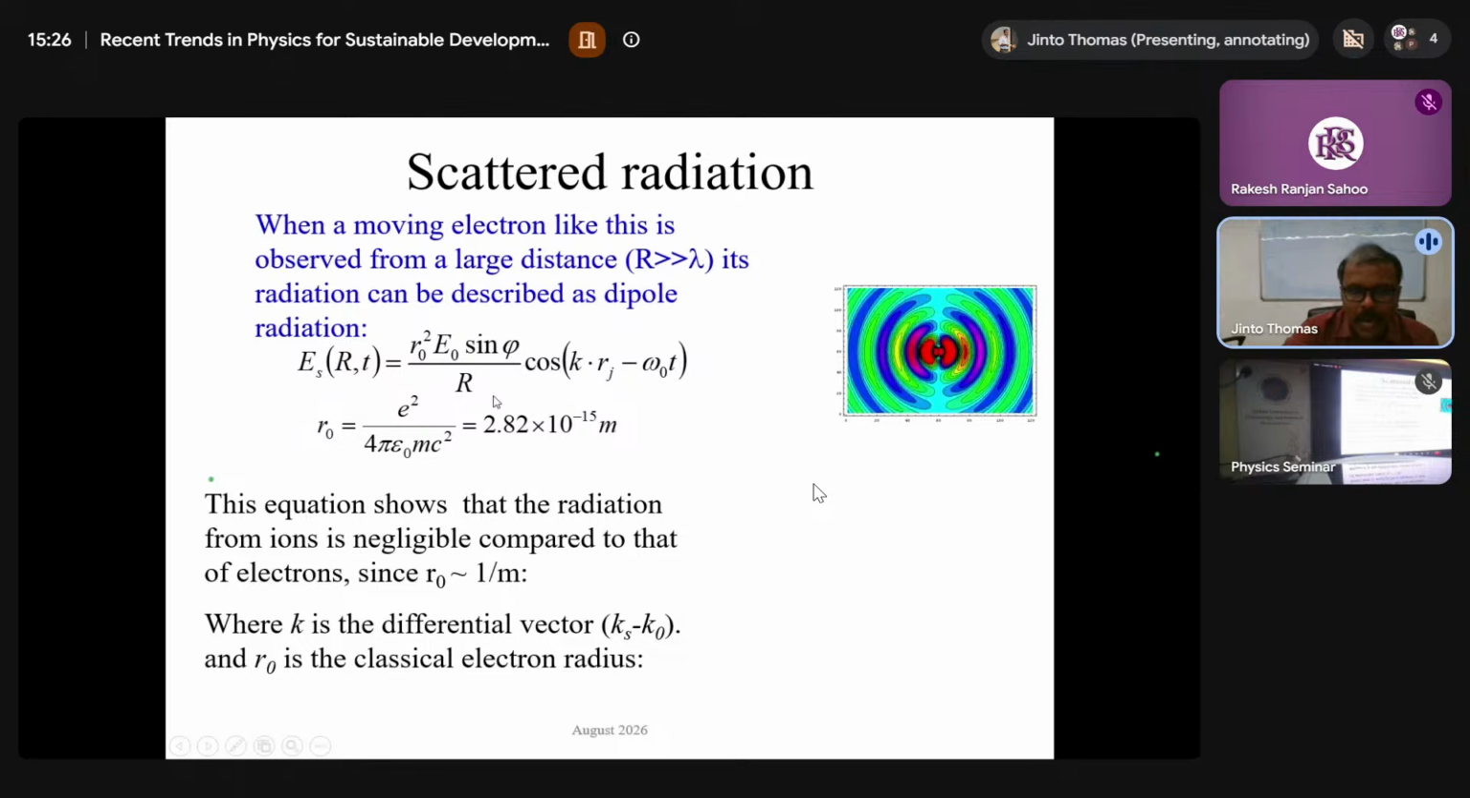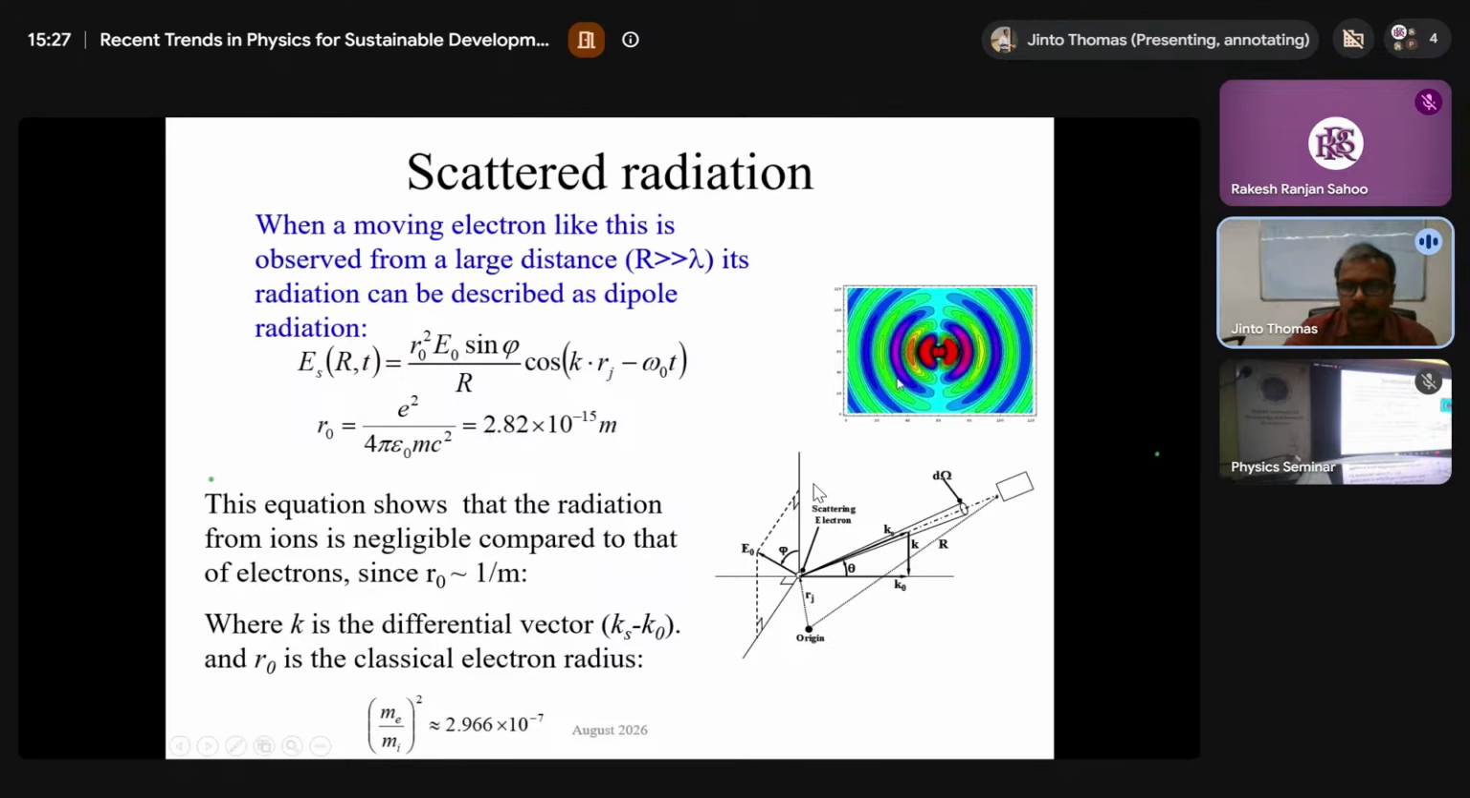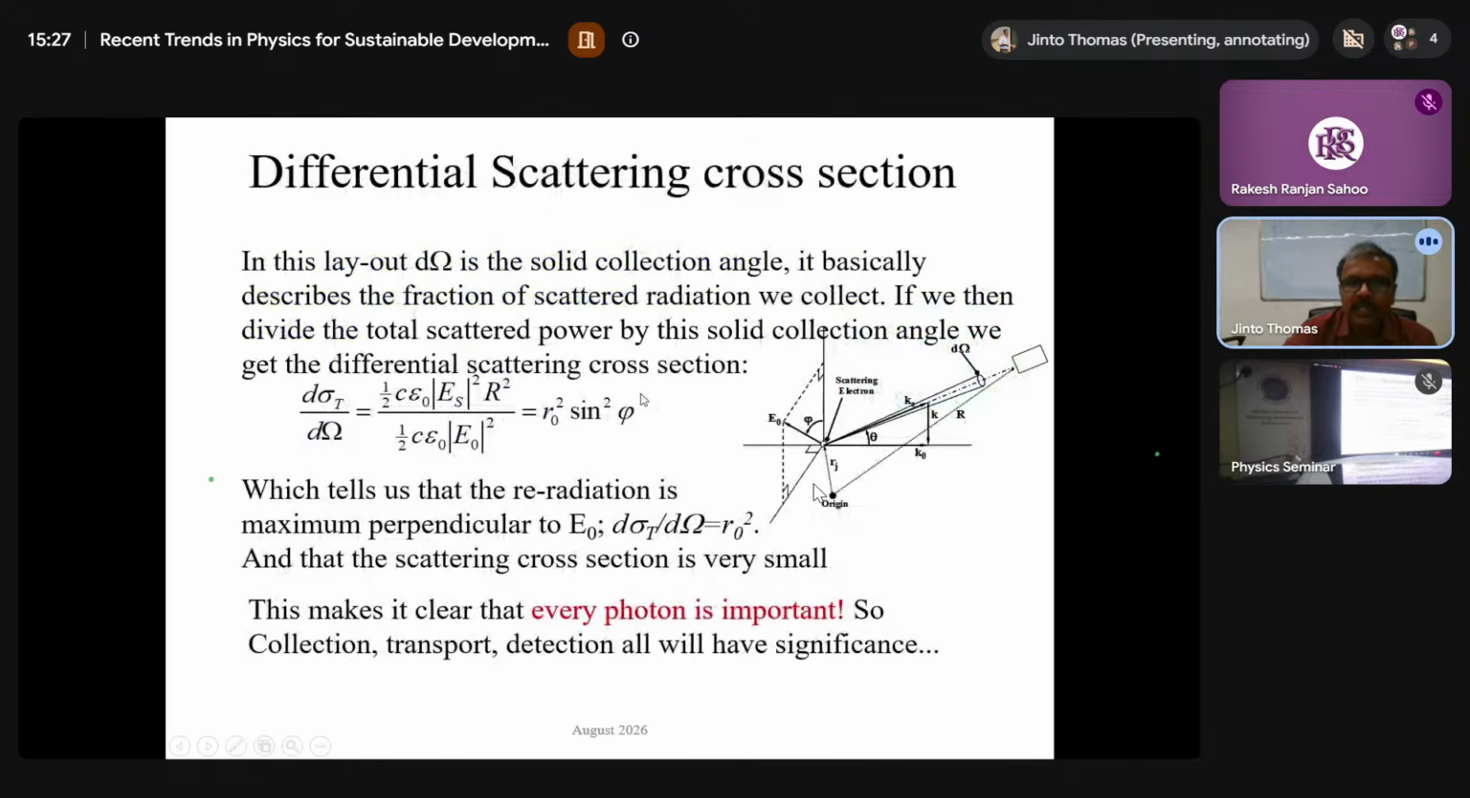r0 squared. The classical electron radius itself is so small that the scattering cross section is going to be extremely weak, 10 raised to minus 30 meters squared. That means it is very difficult to get scattered light from an electron. And as the ion's mass is much higher, there is no point in having scattering from the ion. But it is possible for us to detect the scattered light from the electron, provided you are giving a very large number of photons. That is possible only with high power lasers.